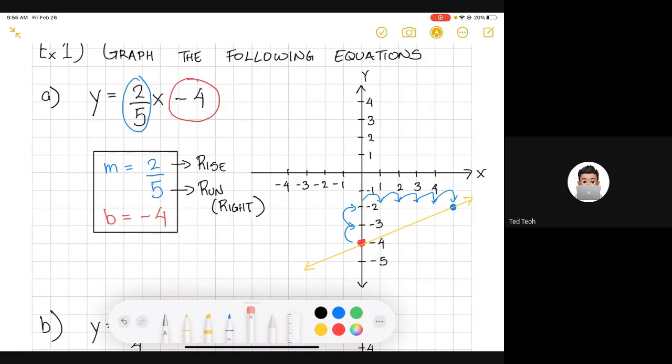So step one, write out what the slope and y-intercept are. Step two, plot the y-intercept on the y-axis. Step three, use your slope to find your second dot. And then step four is just to connect a line that goes through both dots. And that is how you graph a linear equation. Okay, let's try another example.